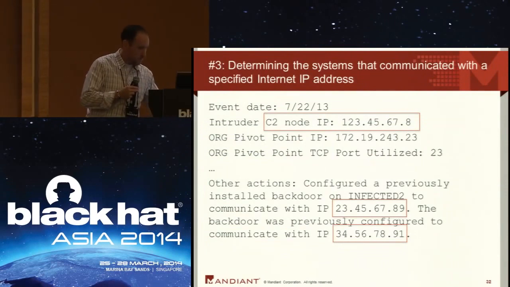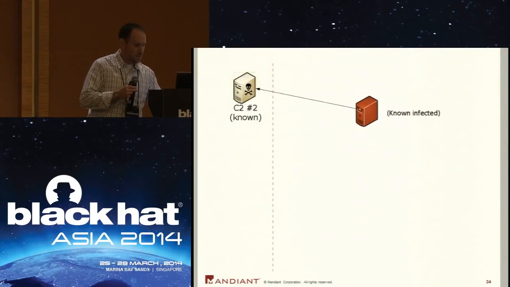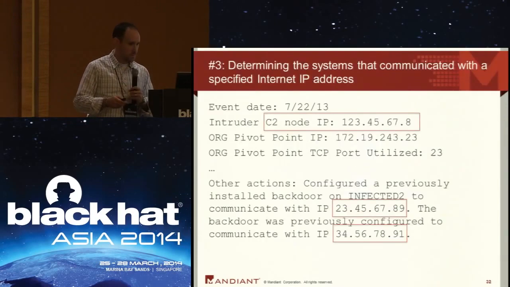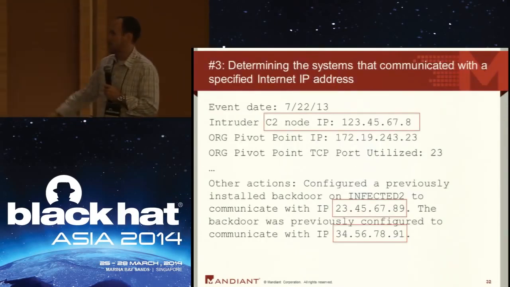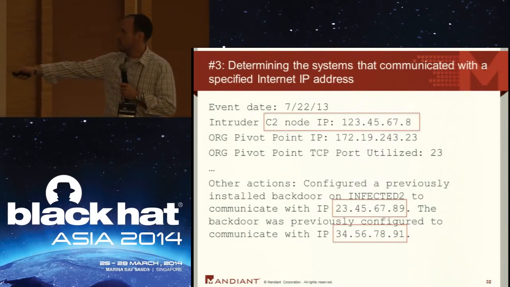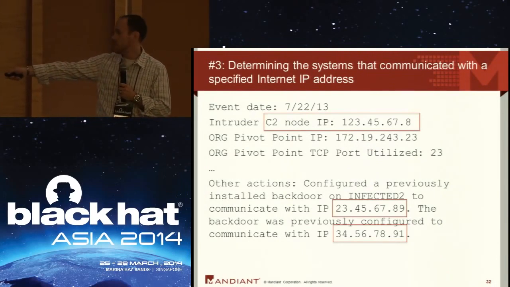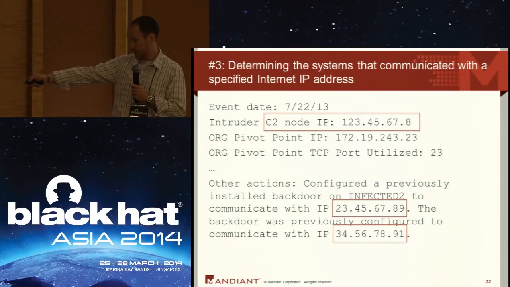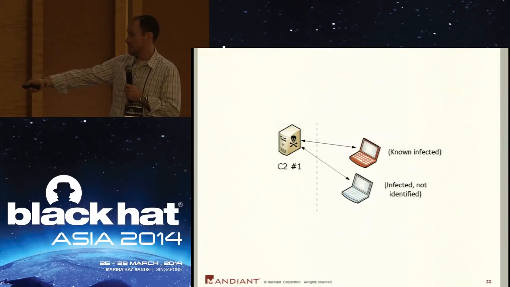So next, determining the systems that communicated to a specific IP address. Three pieces of information on here that are important are: attacker C2 node was 1234567.8, and then so on. On this day, the attacker reconfigured this other backdoor. So this backdoor was originally communicating with this address, and then he configured it to communicate with this new address. So three pieces of information.